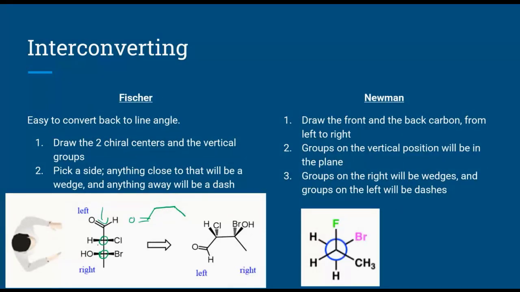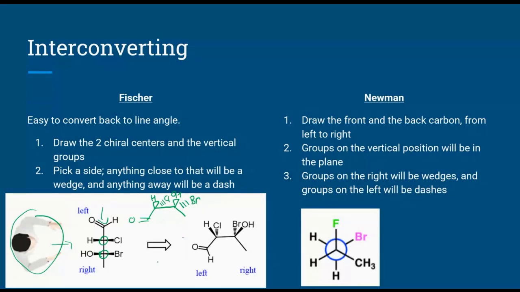Next, what we need to do is draw it from this person here. Because these are going to be towards this person, I'm going to say hydrogen is a dash and OH is a dash. And likewise, hydrogen and OH are wedges, and Cl and Br are going to be dashes, right?